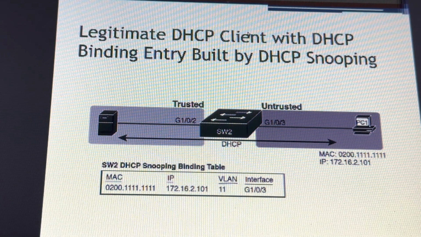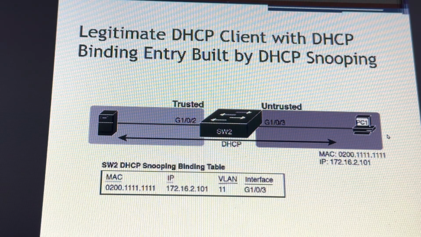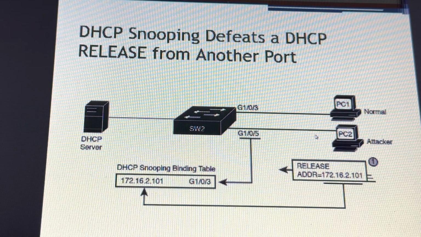So this is just showing the legitimate DHCP client with a DHCP binding. The DHCP traffic would be allowed because the response came from a trusted port. It would be allowed to go back to the client. If it was not a trusted port, it would not be allowed to go back to the client. So the normal user, he's allowed to get his DHCP. He does a DHCP request. The DHCP server can respond.